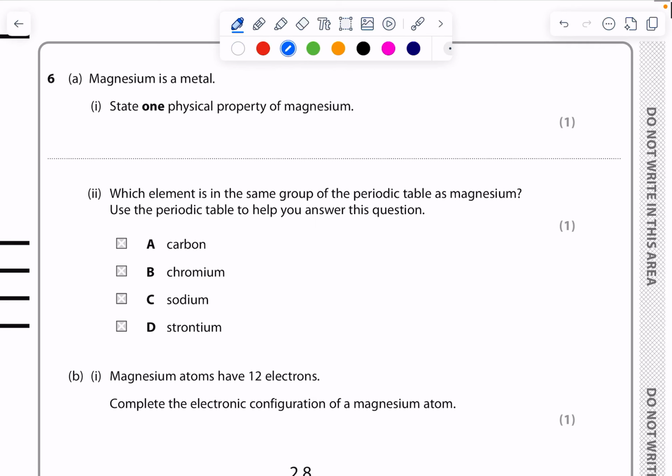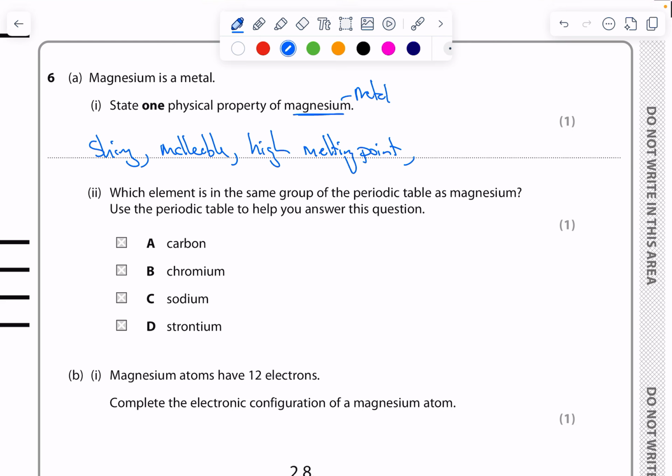So give a property of magnesium. Magnesium is a metal, so there's lots of properties you can state here. You could say it's shiny, it's a malleable material, it would have a high melting point or boiling point, whichever one you want to put down. So high melting point, high boiling point. Be a good conductor of electricity. So you need one, any one of those will do.